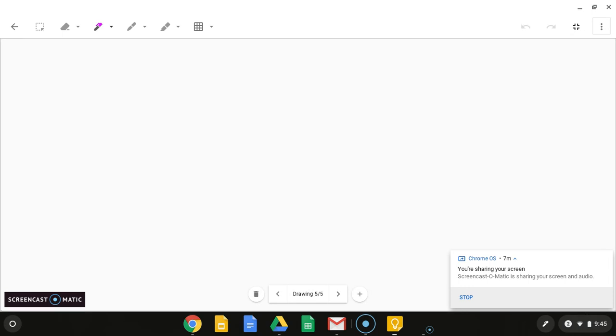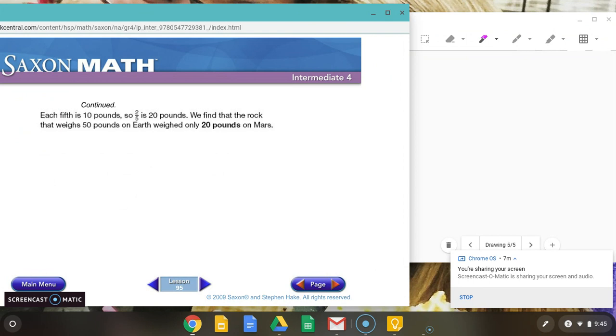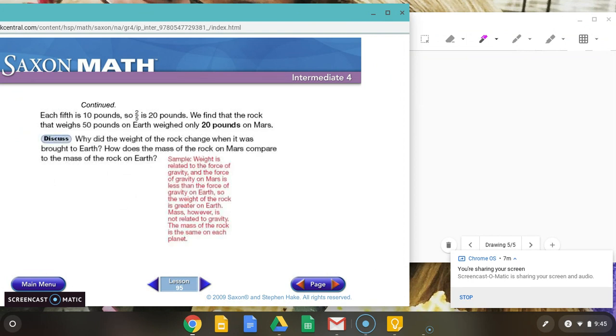So it does indeed weigh less. Okay, now I'll go ahead and show you the next question on here. It says, why did the weight of the rock change when it was brought to Earth? We talked about this, how weight and mass are different.